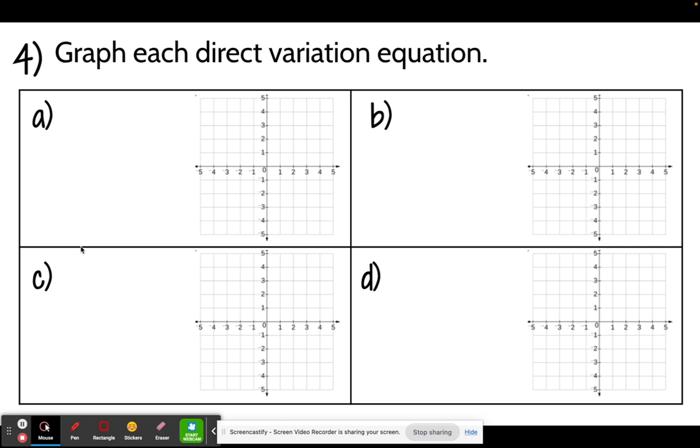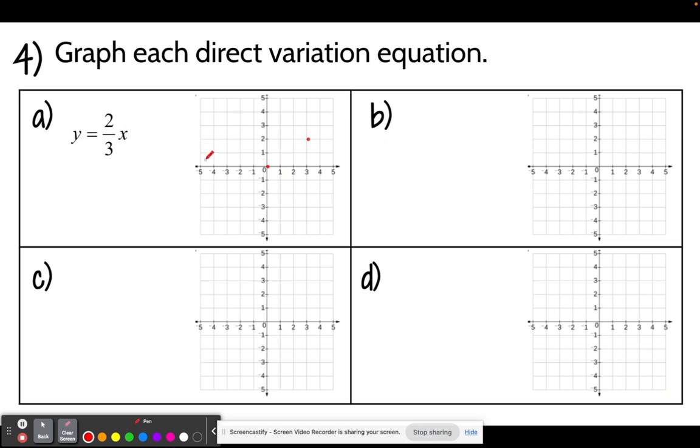Okay, we're going to graph some direct variation equations. Y equals 2/3 x. We know that each one of these will start at 0, 0. We're going to have a point at 0, 0. They all go through 0, 0. This is a positive slope. So I'm going to have a rise of 1, 2, and a run of 1, 2, 3. That is my slope. Rise of 1, 2, run of 1, 2, 3. It'll go over there somewhere.